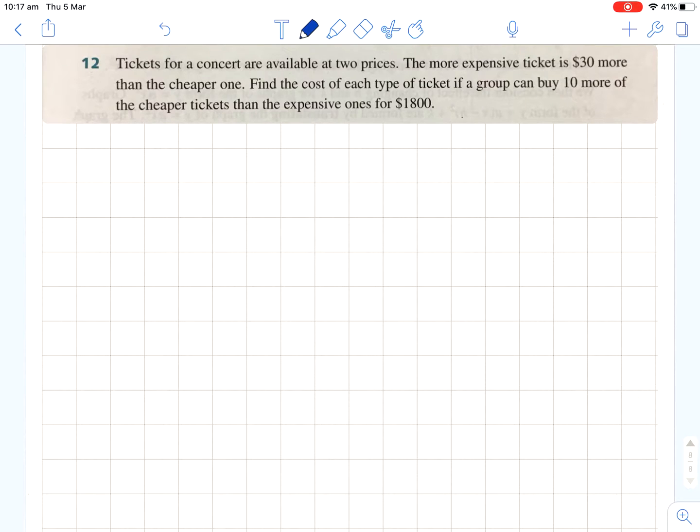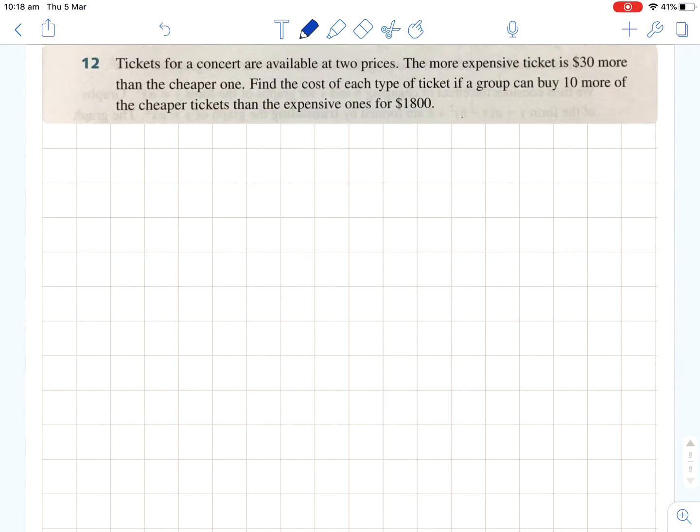Okay, the last example. Tickets for a concert are available at two prices. The more expensive ticket is $30 more than the cheaper one. Find the cost of each type of ticket if a group can buy 10 more of the cheaper tickets than the expensive ones for $1,800.